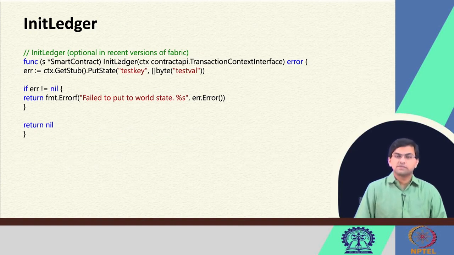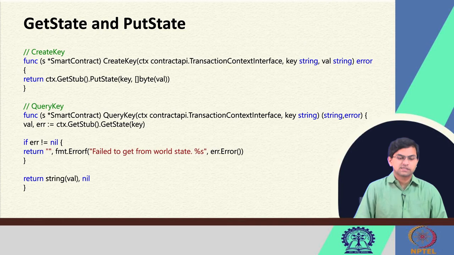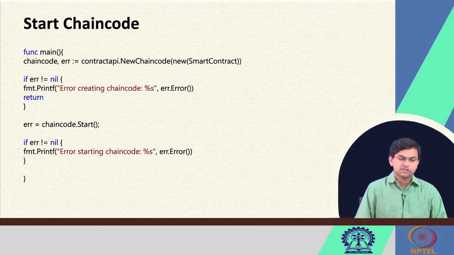Actually, in the recent versions of Hyperledger Fabric, you can also skip this init ledger function, and it is not mandatory. In the older version it was a required function, but now you can define your own functions directly. Then we used get state and put state to define two functions, create key and query key. Create key is saving a key value pair, and query key is retrieving one from the ledger. Finally, we started our chain code in this main function, and we saw how we can use it using the same query and invoke commands.